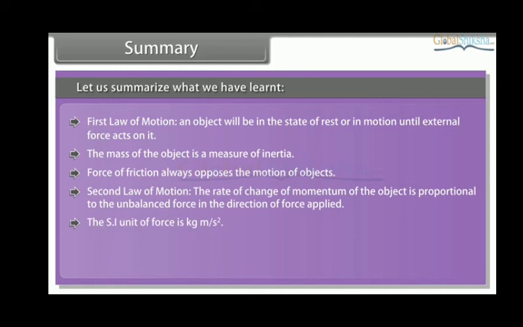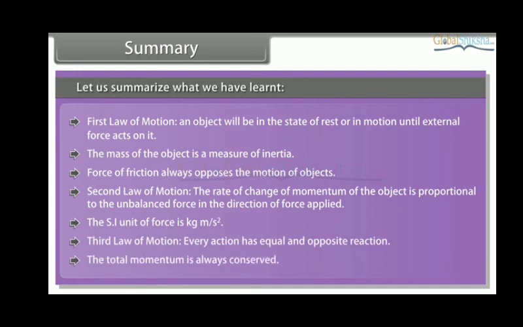The SI unit of force is kilogram meter per second square. Third law of motion: every action has an equal and opposite reaction. The total momentum is always conserved.